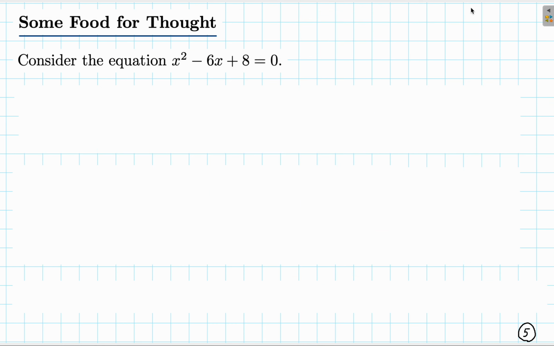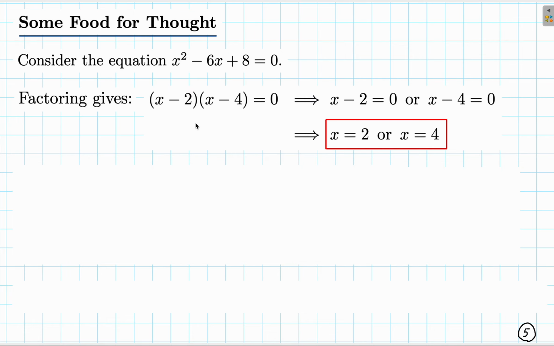Suppose we're trying to solve the equation x squared minus 6x plus 8 equal to 0. One way to do this is by factoring. If we factor the left-hand side, we get (x minus 2) times (x minus 4) equal to 0. Therefore, x minus 2 is 0, or x minus 4 is 0, which gives us x equals 2 or x equals 4 as possible solutions.